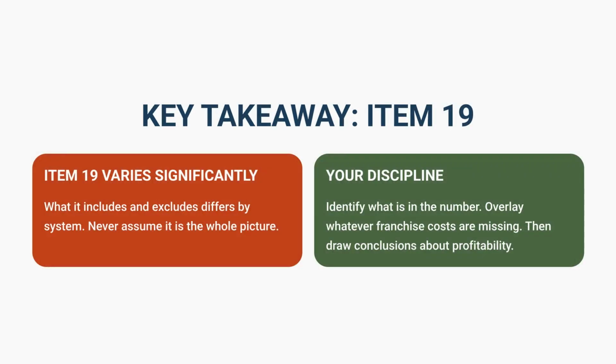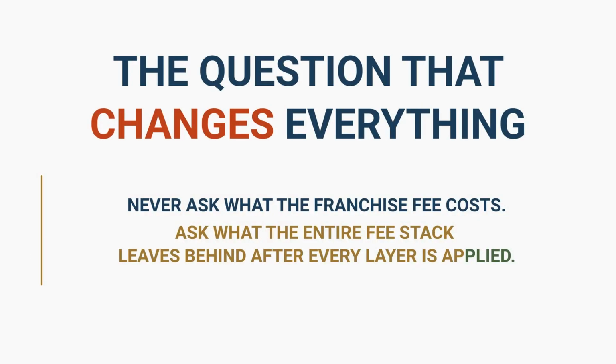Item 19 earnings data varies significantly by system in what it includes and excludes. Identify what is in the number and overlay whatever franchise costs are missing before you draw any conclusions about profitability. Talking to existing franchisees is the most efficient way to surface fee surprises and real operating costs specific to that system, and it costs nothing to do it early. Never ask what the franchise fee costs. Ask what the entire fee stack leaves behind after every layer is applied.